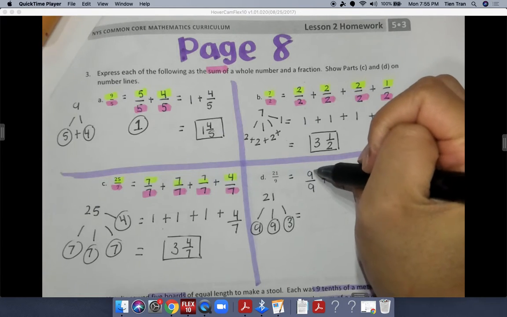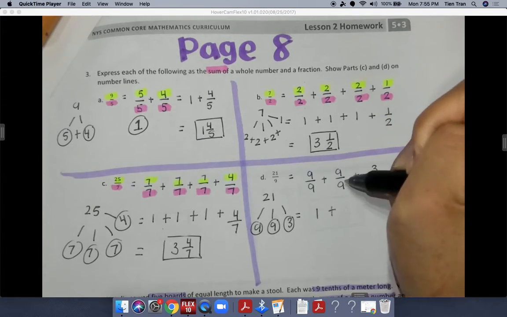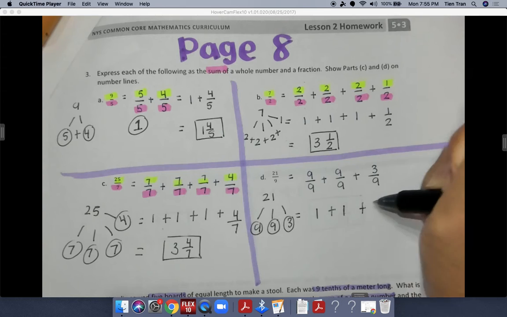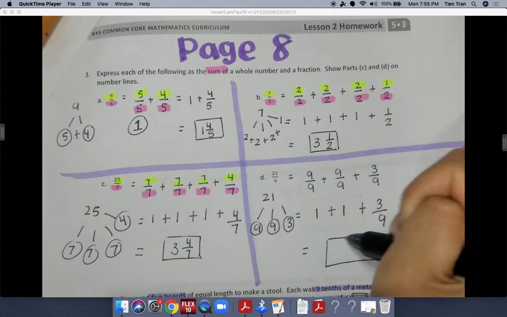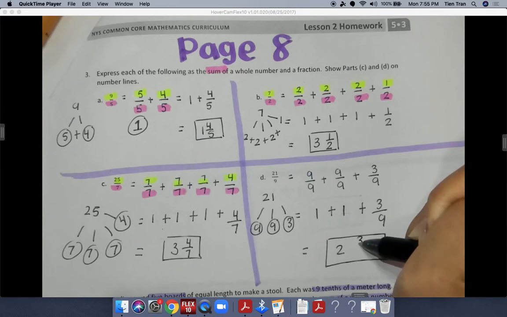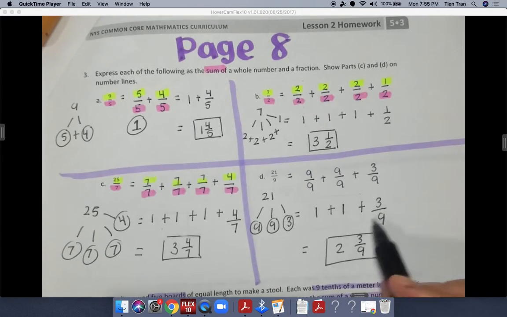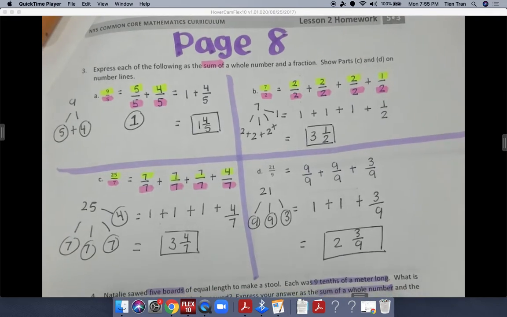9 divided by 9 is equal to 1. 9 divided by 9 is equal to 1. And then we have 3 ninths. So 1 plus 1 is equal to 2. And we have 3 ninths afterwards. So it's 2 and 3 ninths as my final answer.